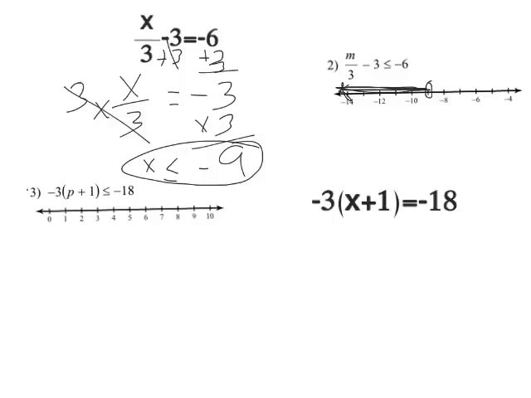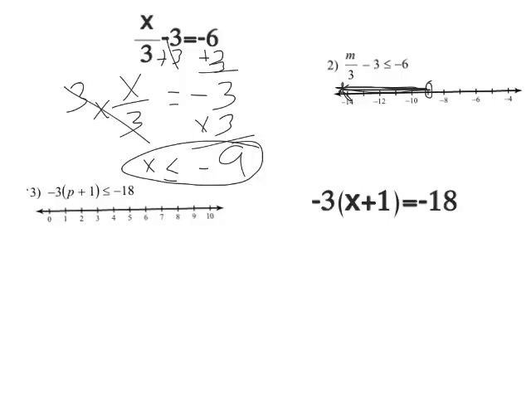The next inequality that I'm going to graph is negative 3, parenthesis, x plus 1, parenthesis, less than or equal to negative 18. So what I've done is written it over here as a two-step equation, the way that I normally see it, replacing my less than or equal to sign with an equal sign, just so I'm not confused.